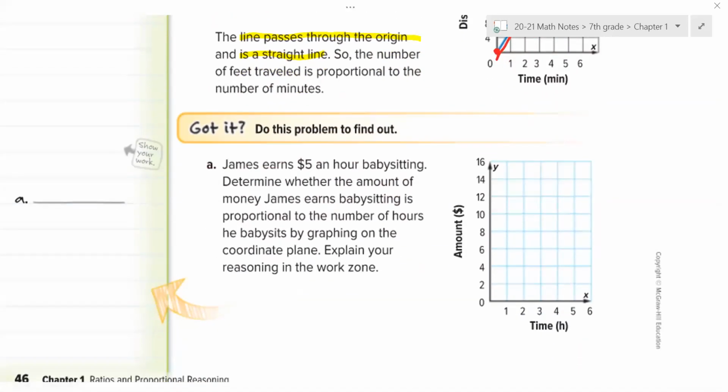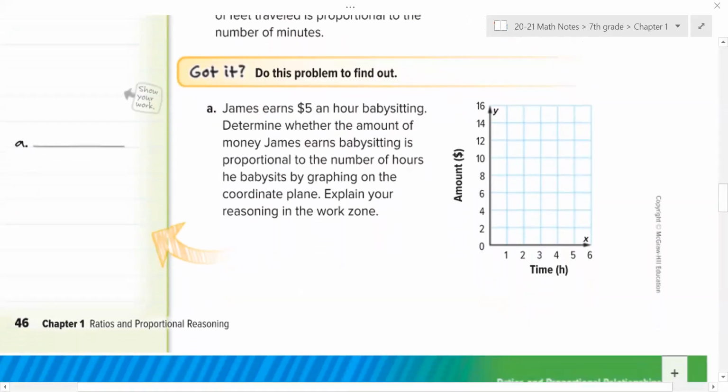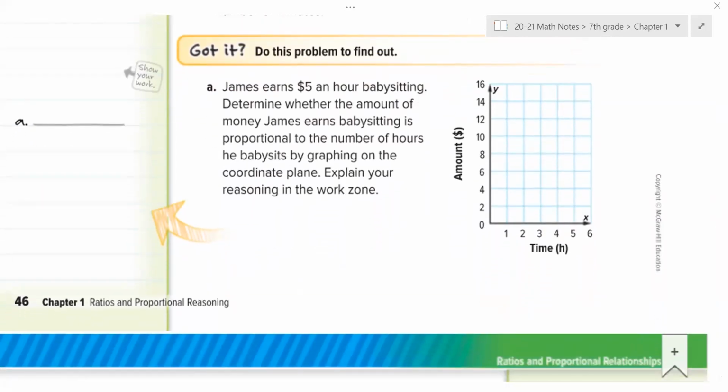James earns $5 an hour babysitting. Now, last period, I said that's way cheap, but that's probably what it was when the people were trying to think, hey, what do kids charge for babysitting? Determine whether the amount of money James earns babysitting is proportional to the number of hours he babysits by graphing on the coordinate plane. Explain your reasoning in the work zone.